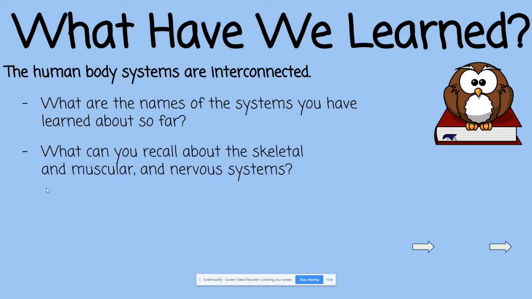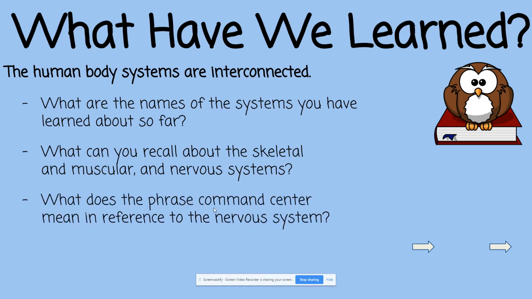Remember that the skeletal and muscular systems work together because the muscles tell our skeleton to move. But without our nervous system, we wouldn't be able to even send those messages to our muscles that then tell our skeleton to move. So they are all interconnected. Remember that the command center, when we're talking about the nervous system, that's like the boss. And our command center to our nervous system is the brain.